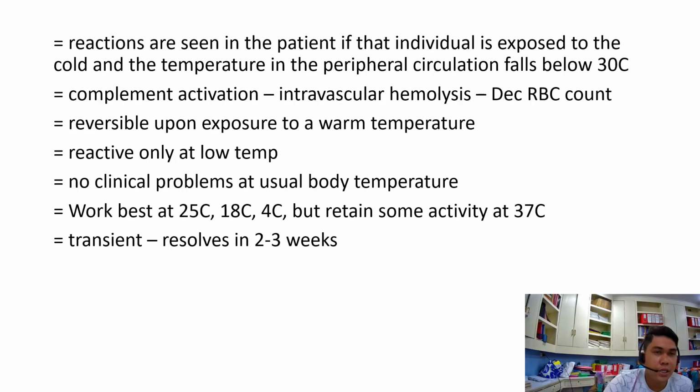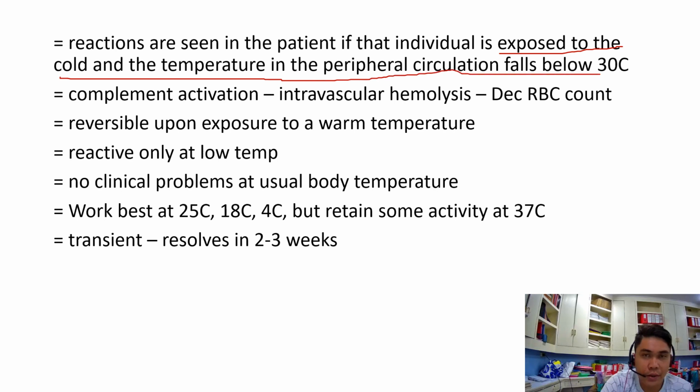Reactions are seen in the patient if that individual is exposed to the cold and the temperature in the peripheral circulation falls below 30 degrees Celsius. This autoantibody is significant if the temperature is cold, from 4 degrees Celsius to room temperature. At 37 degrees Celsius, there's no reaction. That's your typical cold agglutinin.